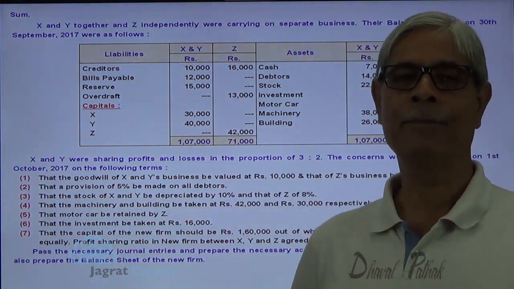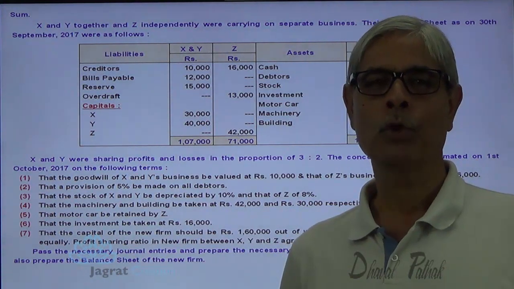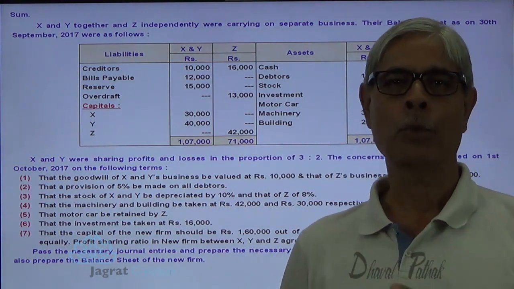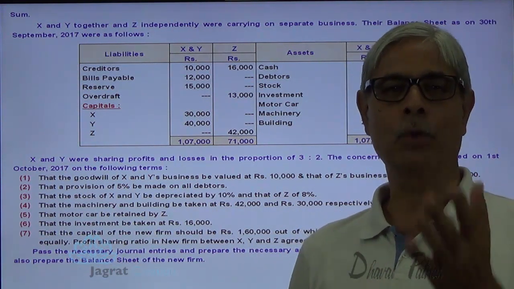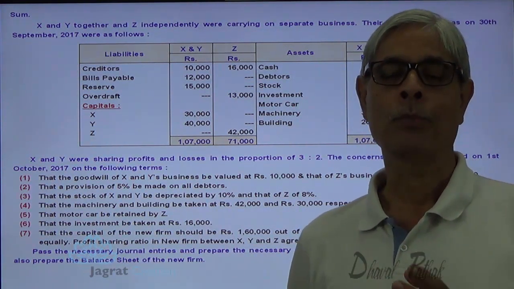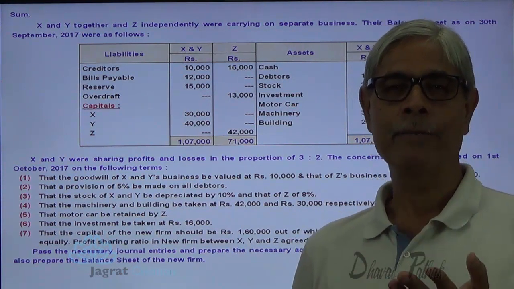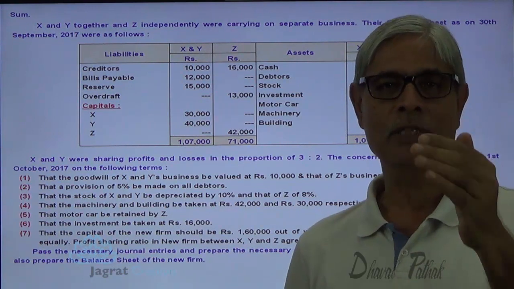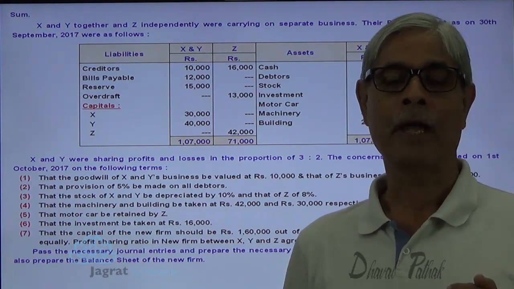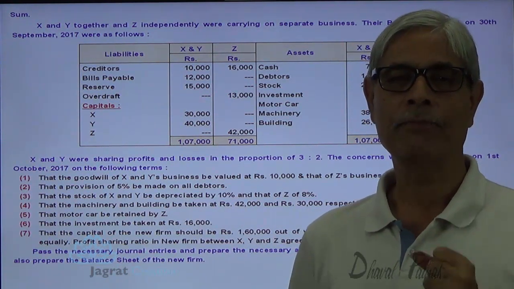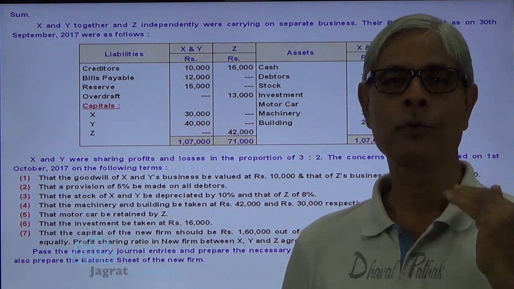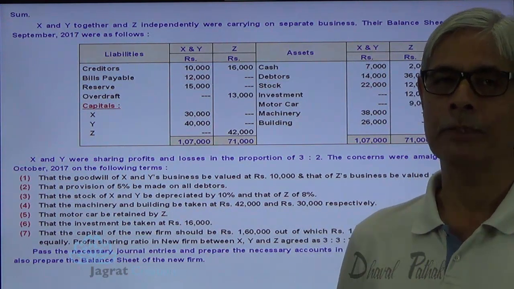So this is a comprehensive, exhaustive sum. You are required to write down the journal entries in both the vendor partnership firms. You are required to prepare ledger accounts in both the vendor partnership firms. You are required to prepare the balance sheet in both the partnership firms. You are required to write down the journal entries in the purchasing amalgamated partnership firm. So in the new firm, you are required to write down the journal entry, and in the new firm, you are also required to prepare the balance sheet.